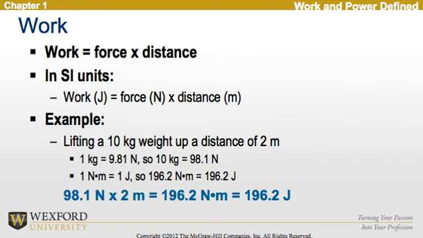196.2 newton meters is actually equal to 196.2 joules. So when you look at the problem, or the measurement, you have 98.1 newtons times 2 meters is actually equal to 196.2 newton meters. So the answer to our problem is the work in that measurement is 196.2 joules.